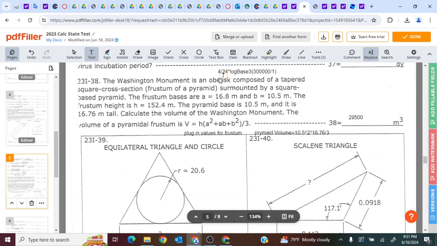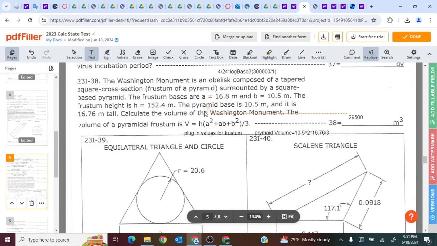38, the Washington Monument is an obelisk composed of a tapered square cross-section frustum of a pyramid, surmounted by a square-based pyramid. The frustum bases are this and this, and the frustum height is that. Pyramid base is that, and it is that tall. Calculate the volume of the Washington Monument. The volume of a pyramidal frustum is this right here. Well, that makes things easy. You can solve for the frustum by plugging in all these values: 16.8, 10.5, 16.8 times 10.5 times your height of 152.4 and divided by 3. And you'll get a volume that's around 28,000.